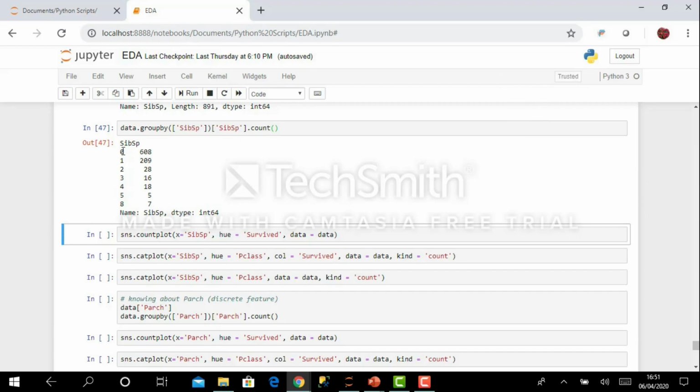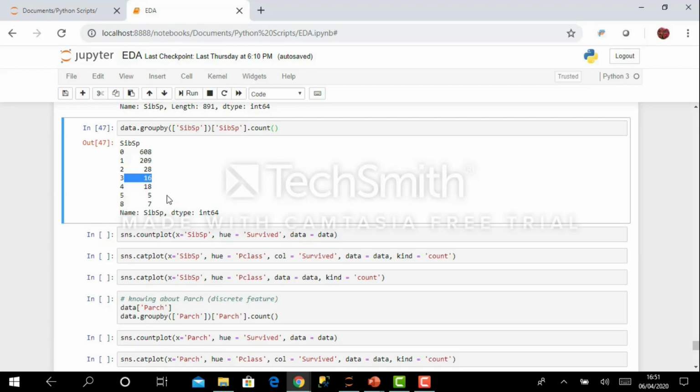Actually this number signifies how many siblings are present with that passenger, meaning whether that passenger is alone or he or she has some brothers or sisters, like that, siblings. Okay, so you can see that most of the passengers have this count as 0, so they were alone. And then 209 people having 1 sibling, 28 people having 2, 16 people having 3, and there are very few people having more than 3 siblings.